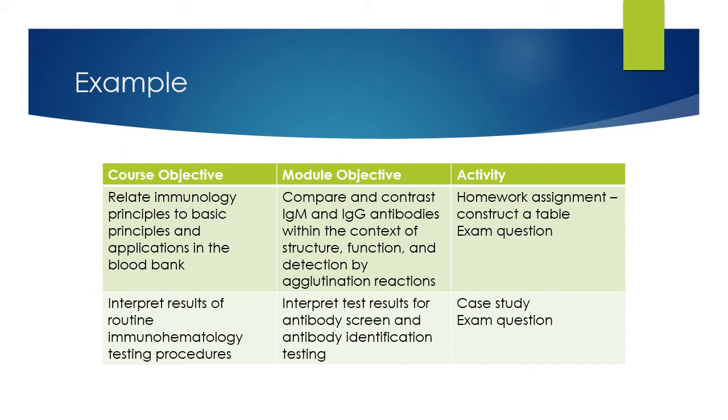The second example, this activity is a case study. It's one that's going to show up in a later module because this is a more complex level of learning. A good old exam question. We always want them to be able to answer multiple choice exam questions. But the verb that I've chosen for the module objective is to interpret. So I'm going to give them a case study that has test results. And I need them to be able to interpret those test results and make a determination based on those test results. And that feeds into the higher course level objective that I want them to be able to interpret results for all immunohematology testing procedures.